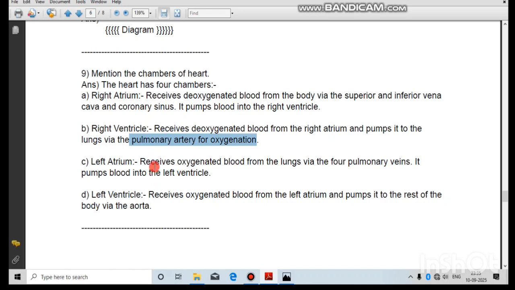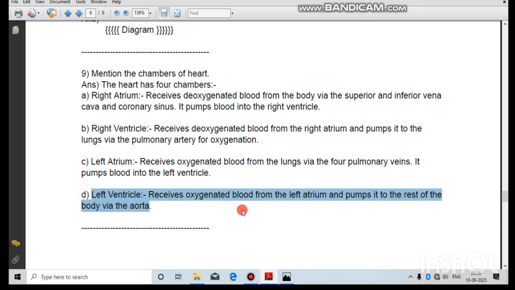The pulmonary artery will carry that deoxygenated blood to our lungs, and after it gets oxygenated there, it will come back and enter into the left atrium. The left atrium will receive the oxygenated blood from our lungs via the 4 pulmonary veins. Then the left atrium will pump that blood into the left ventricle. The left ventricle will receive the oxygenated blood, and from the left ventricle it will pump that blood to the aorta. So this is all about the chambers of the heart here.